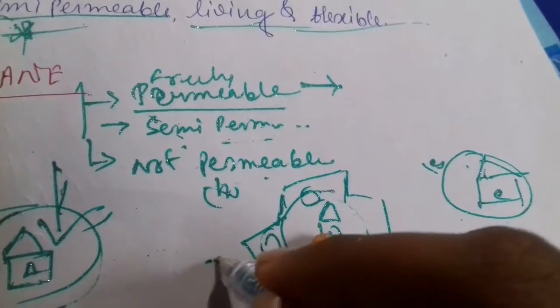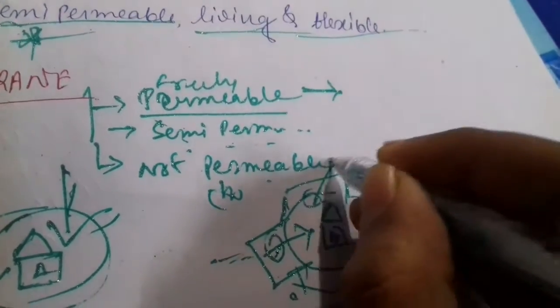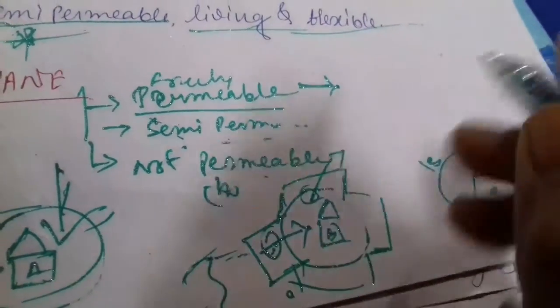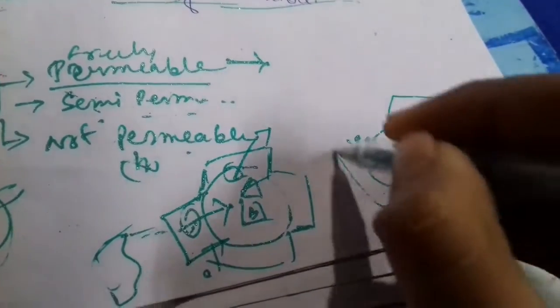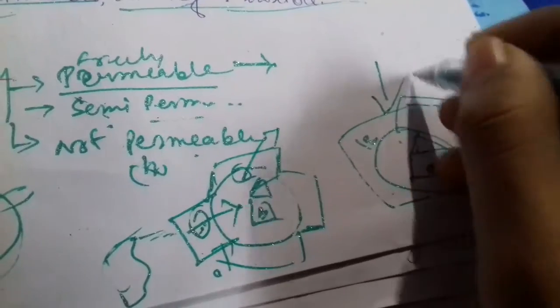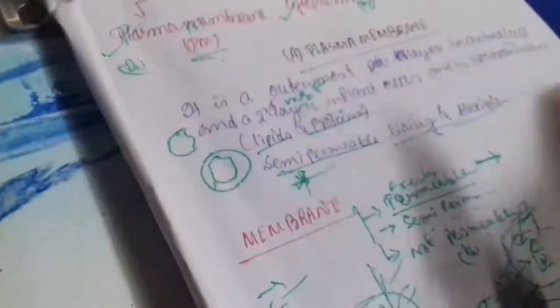Some small children or thin persons can come and go through it, but heavy persons cannot, meaning selectively permeable. And another has no pores in its boundary, meaning no one can come out and no one can go in. So have you got clear information about permeable, semi-permeable and not permeable?